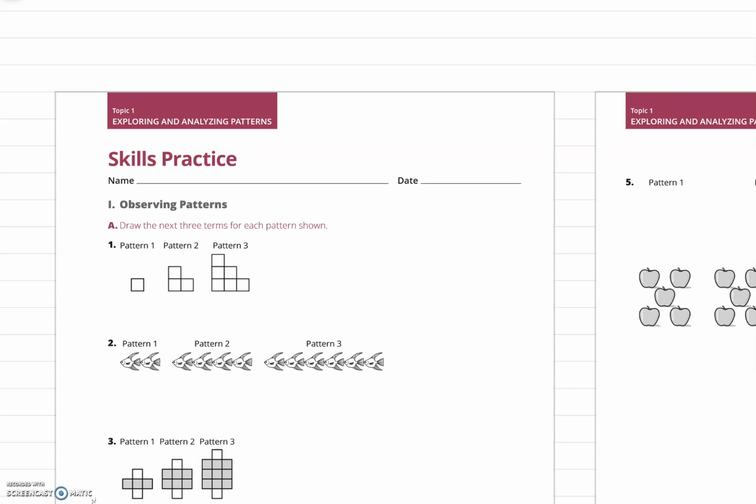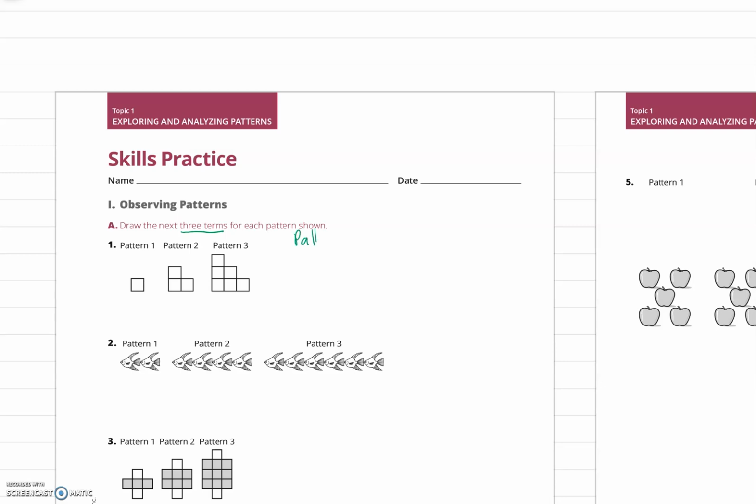In our new unit, we are going to be exploring and analyzing patterns. Mathematics is the study of patterns. So before we get into some numerical patterns, let's just look here at some visual patterns. It tells us that we're going to draw the next three terms.